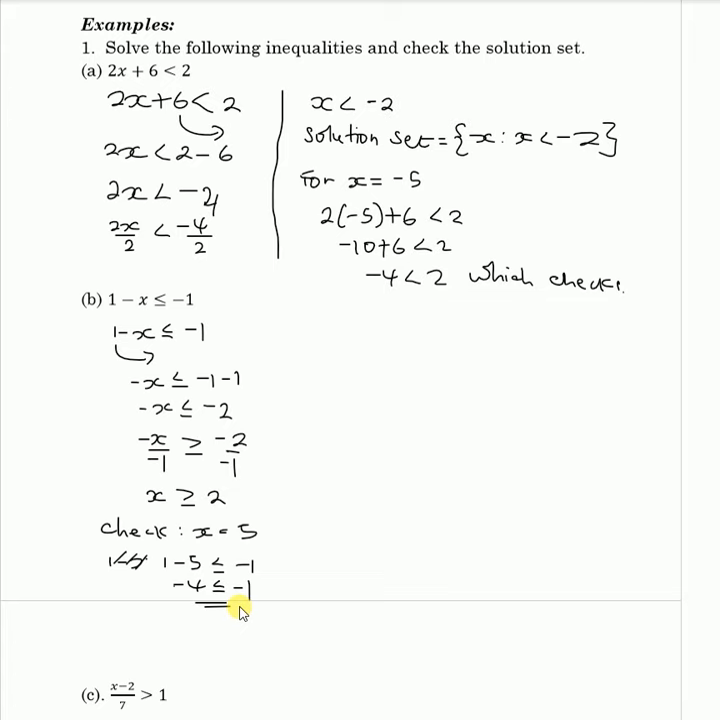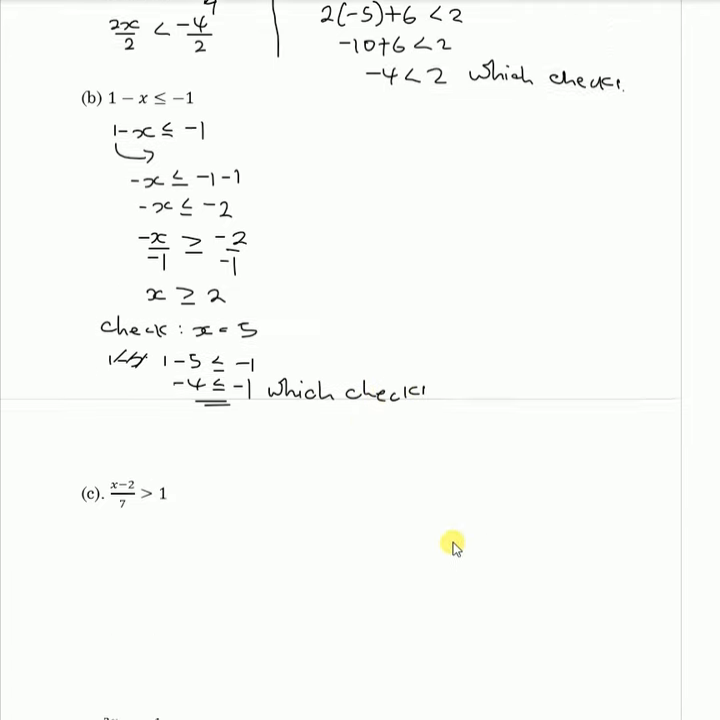For this less or equal, provided one of them is satisfied, the inequality is valid. So this inequality is valid because negative 4 is less than negative 1. So it is a valid inequality. So this one checks. That is what we have there.